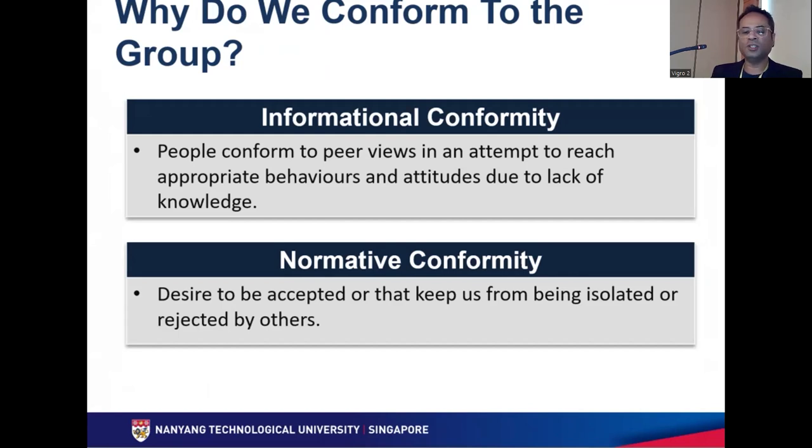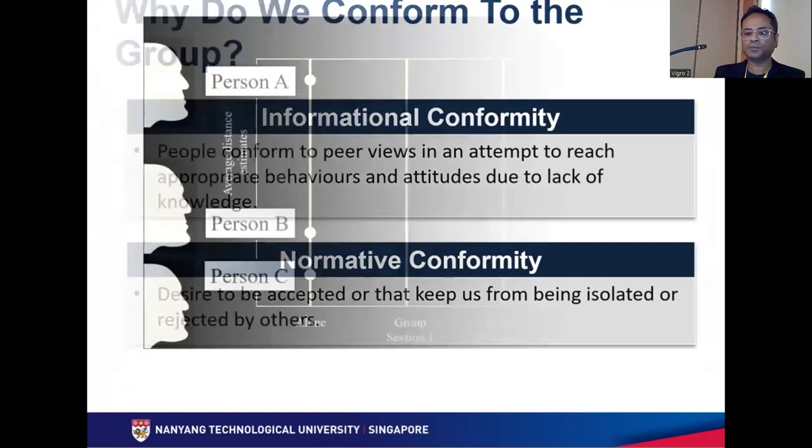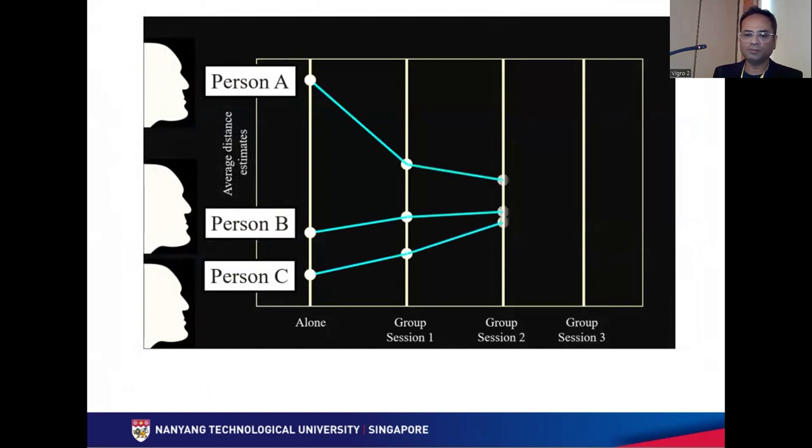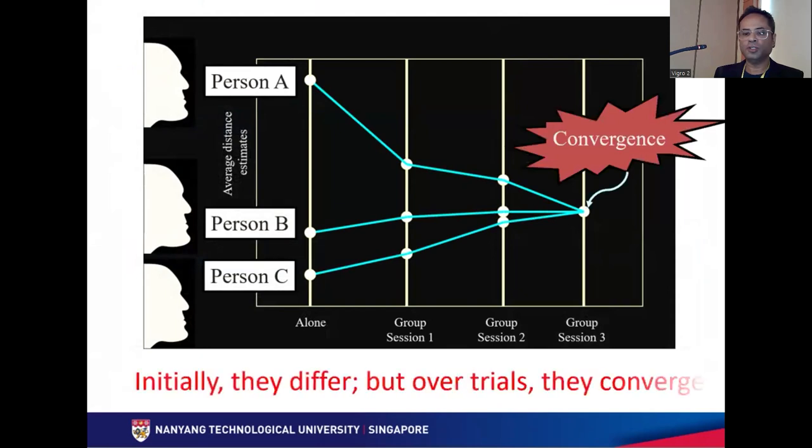or to keep from being isolated or rejected by others. Humans being social animals, right? Nobody likes to be isolated or rejected by others. So you show normative conformity when you desire to be accepted in a specific group. There was an experiment done, and this is also textbook material, with three individuals. Their average views on something when they're alone, as you can see, are very different. But when they were put in a group setting on the same views, after three sessions, they all converged to a single view.